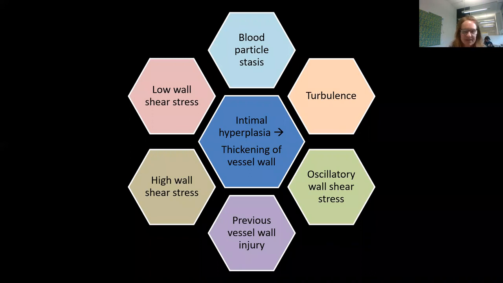All of these things are caused by a number of factors, and some of these factors you can see around the chart here. The bottom one, previous vessel wall injury, could be things like a needle being stuck through the artery. But the other ones are all fluid related. So shear stress, whether it's low, high, or oscillatory, meaning it varies over time. Blood particle stasis, where you've got the blood sitting in one spot. And also turbulent flow, which can happen in certain conditions in certain vessels.